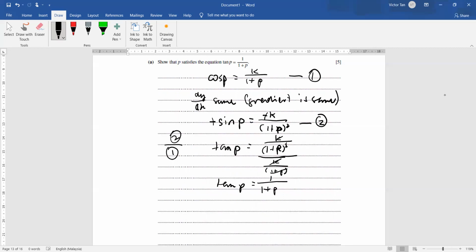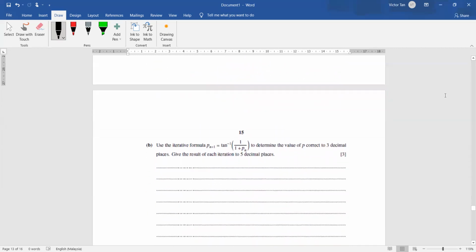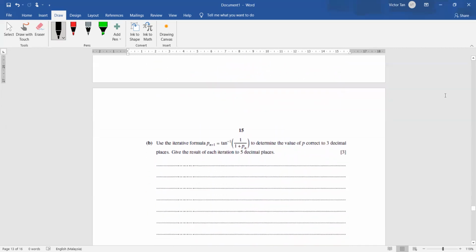Well, this question is very tricky. Use the iterative formula p(n plus 1) equals arctangent of 1 over 1 plus p(n), to determine the value of p correct to 3 decimal places, giving the result of each iteration to 5 decimal places. So if you're unable to prove question A, you can always move to question B.